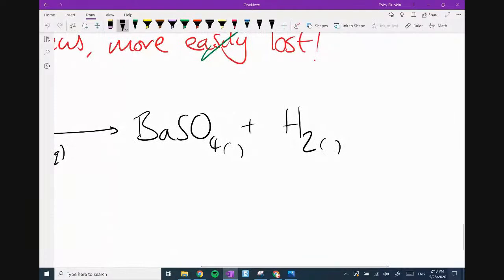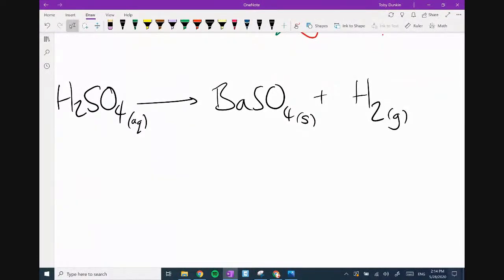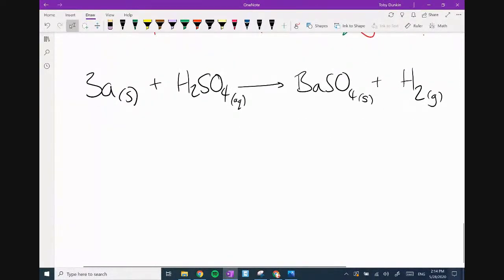Barium sulfate is a solid. And hydrogen, of course, is a gas. Barium sulfate is one of our exceptions. The sulfates of the group 2s are insoluble.